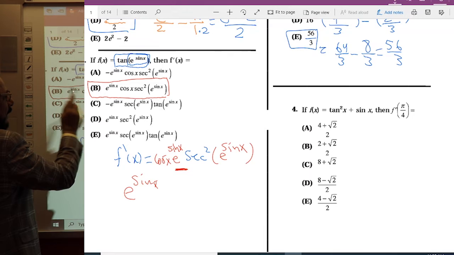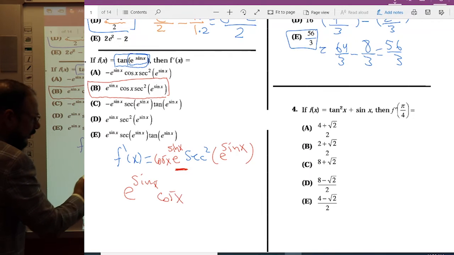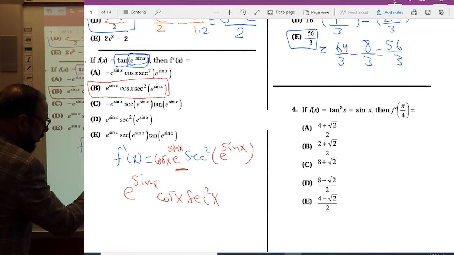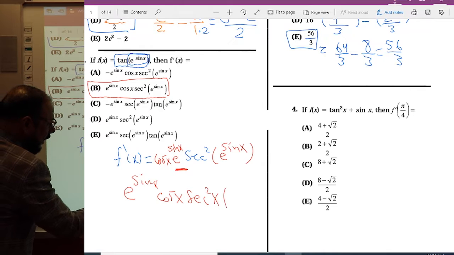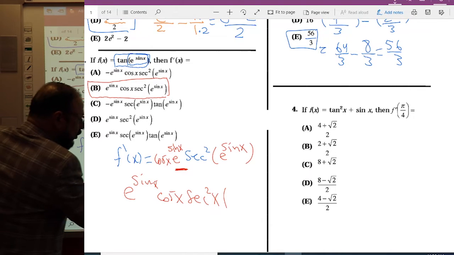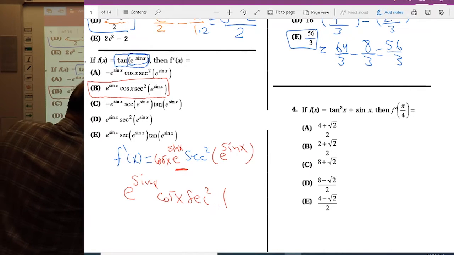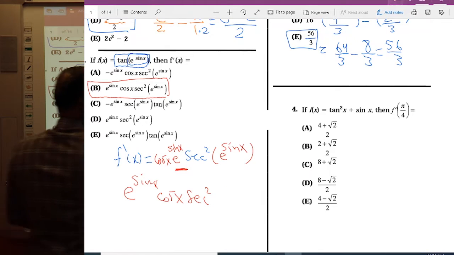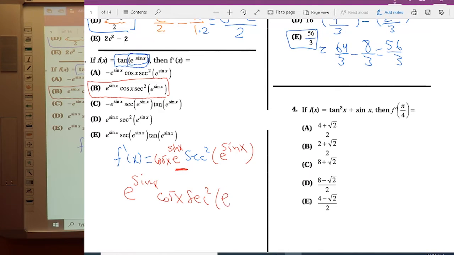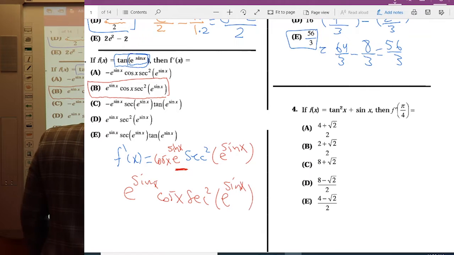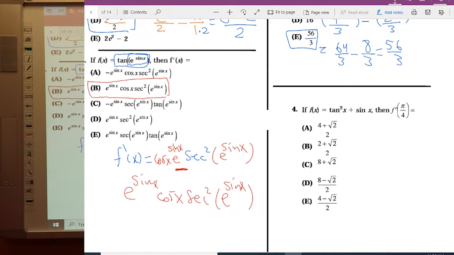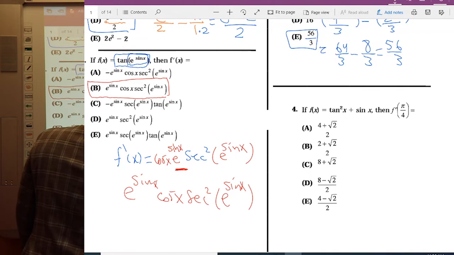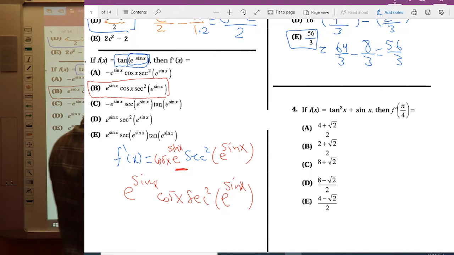You have the cosine, secant square, e sine x. He arranged it to make it like this: e sine x, cosine x, secant square x, e secant square. Secant square the angle. Secant square, e sine x. Okay.